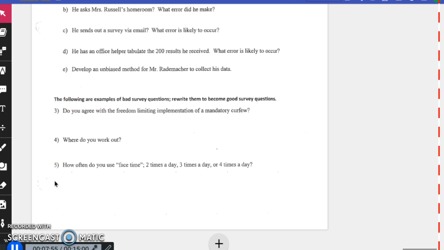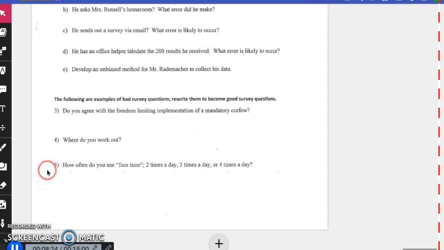Rewrite these questions so they don't lead people to a certain answer. All right, we don't want them leading. We want honest results. We don't want people to feel like they're being pushed to answer a certain way. And the questions need to be clear and specific. For number 4, I want you to think about, what if you don't work out? How do you answer that question?